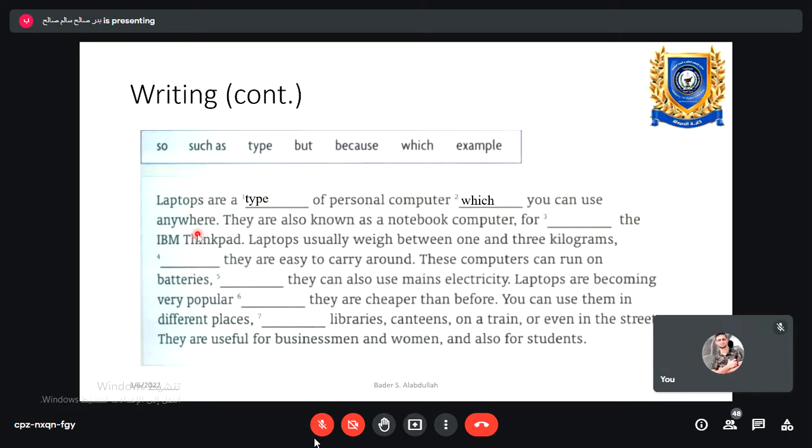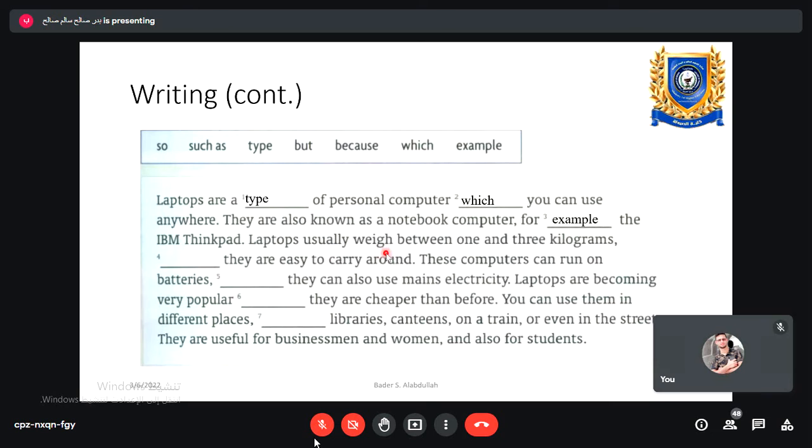They are also known as a notebook computer. For blank, for example, the IBM ThinkPad. So they are also known as a notebook computer. For example, the IBM ThinkPad. So this is a way of introducing or giving examples, okay, to support our definition or to give the reader more information.